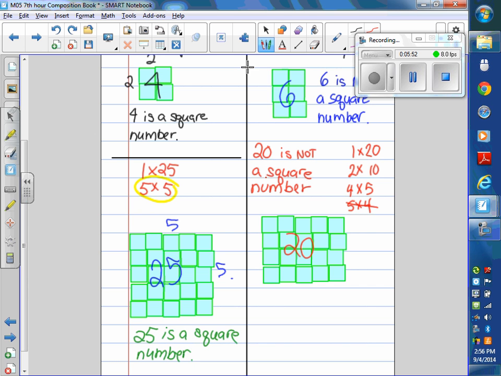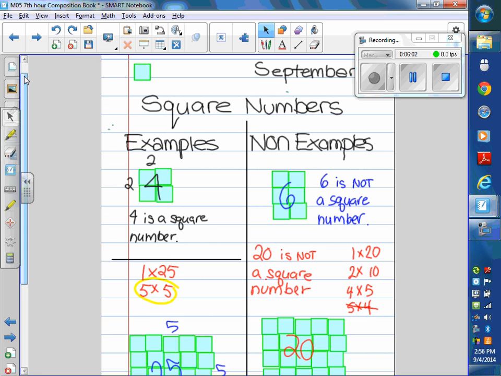Isabel, you had your hand up. Did you have some other examples or non-examples? I actually have a question. Question. Is 1 a square number? That's a great question. What do you think? Is 1 a square number? Yes. Yes, why?